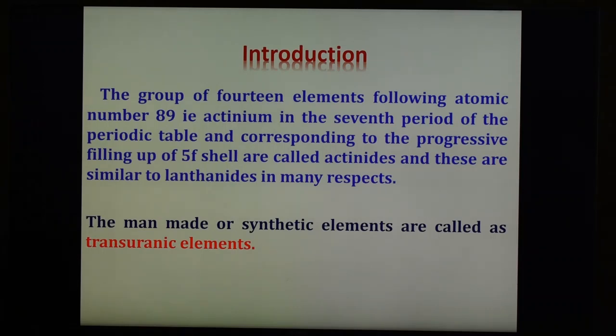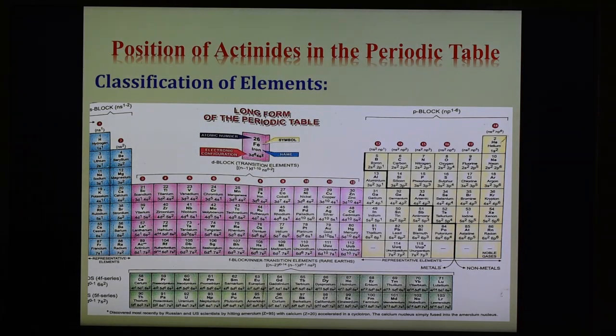These elements are also called transuranic elements. Transuranic elements are elements that have atomic number greater than 92. And these elements are called transuranic because they are man-made, synthesized in the laboratory. And after this, now we are going to see the position of actinide in the periodic table.